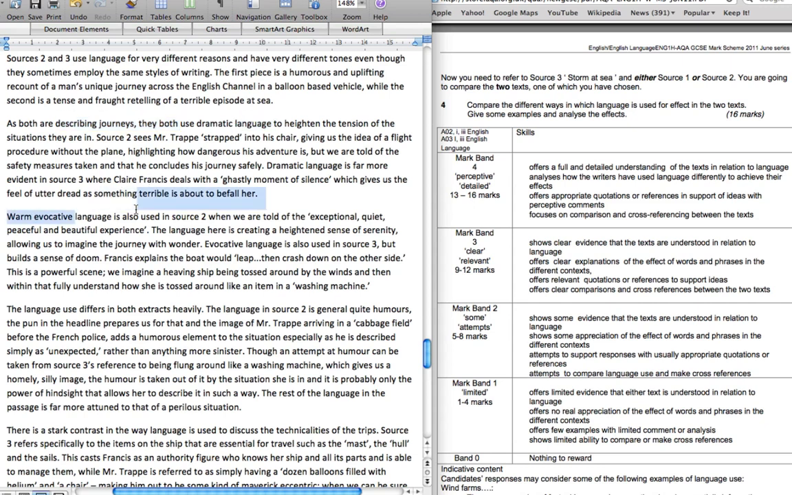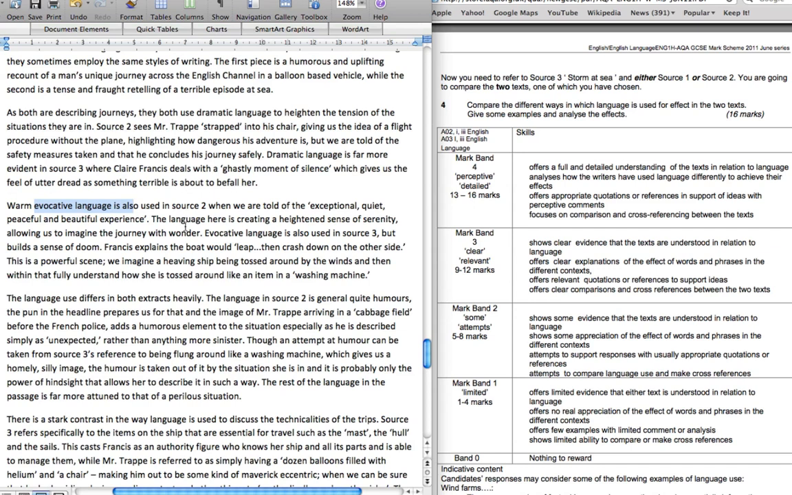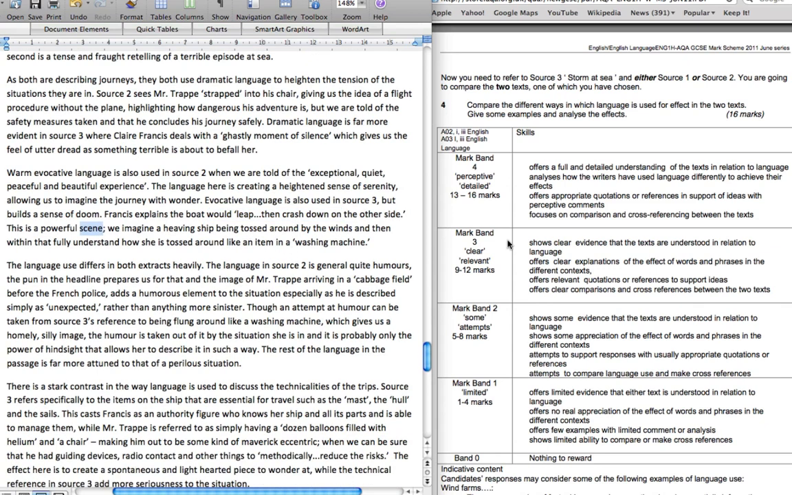We've got warm evocative language in 1, and we've got evocative language again in the 2nd, and we've got the things picked out. We've got the idea of it being a powerful scene and cross-referencing. Here there's lots of different parts of the sources that are actually pulled out and referenced, and there's different ideas coming through, where it was humorous, where it was technical, where it was not technical, where it was dramatic, where it was evocative, and there's similarities and differences. So I would say that was as close to full as needs to be for getting this.